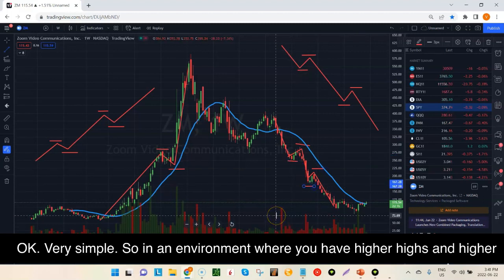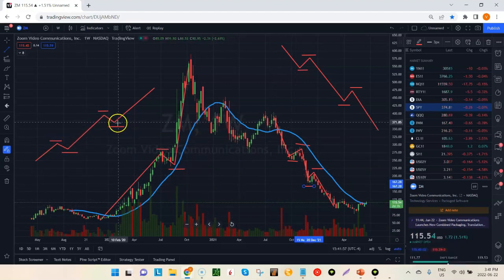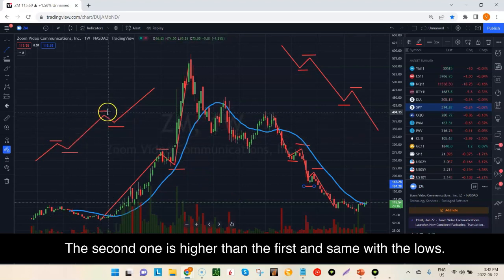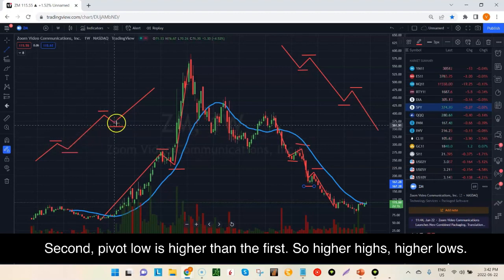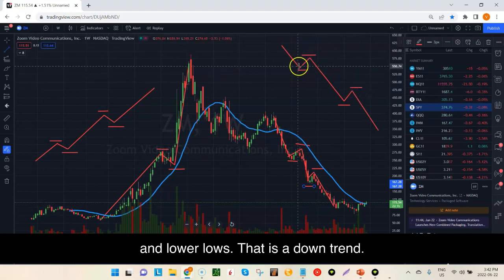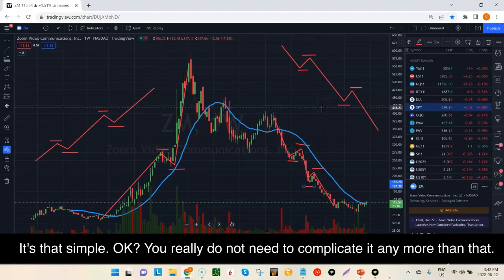Very simple. So in an environment where you have higher highs and higher lows, meaning from one pivot high to another, it's higher, right? The second one is higher than the first. And same with the lows. The second pivot low is higher than the first. So higher highs, higher lows. That is an uptrend. When you have lower highs and lower lows, that is a downtrend. It's that simple. Okay? You really do not need to complicate it any more than that.